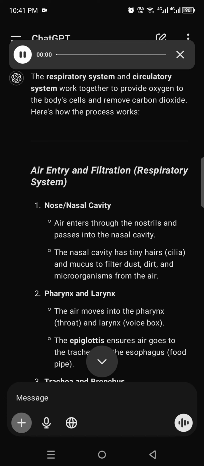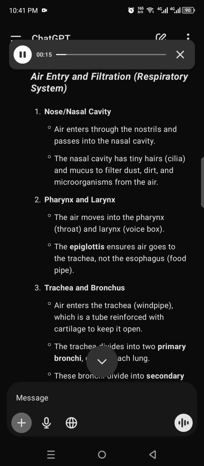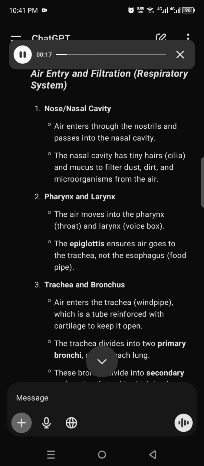The respiratory system and circulatory system work together to provide oxygen to the body's cells and remove carbon dioxide. Here's how the process works. Air entry and filtration, respiratory system. 1. Nose, nasal cavity. Air enters through the nostrils and passes into the nasal cavity.